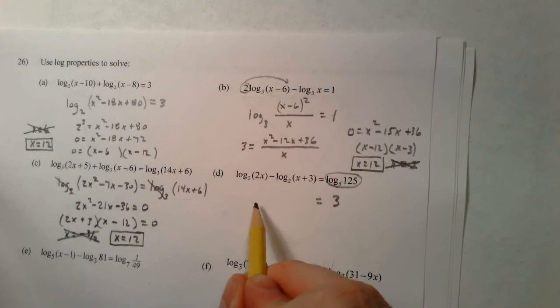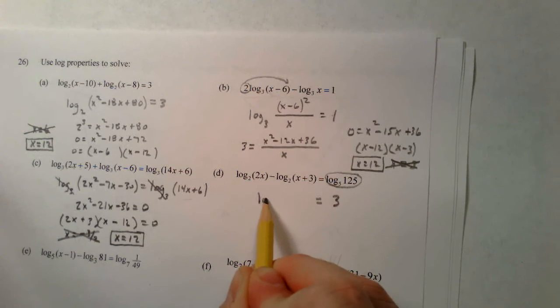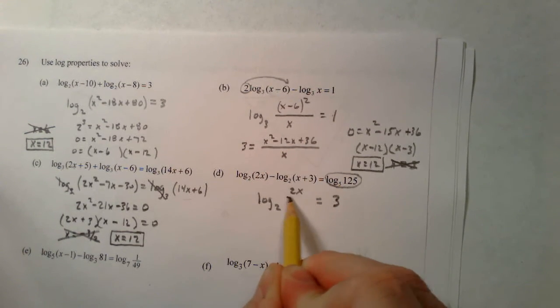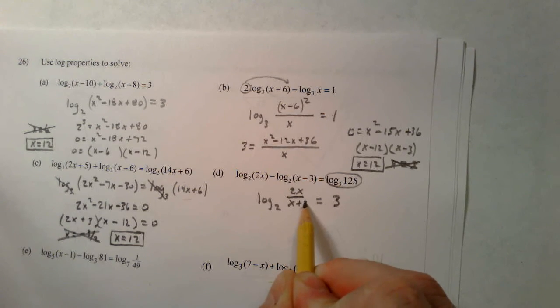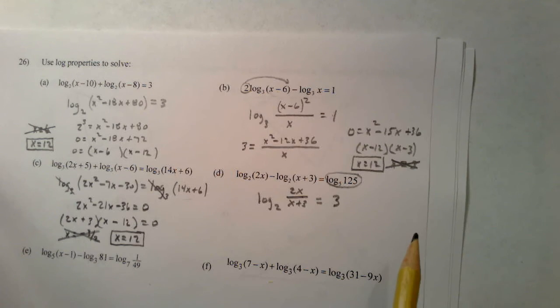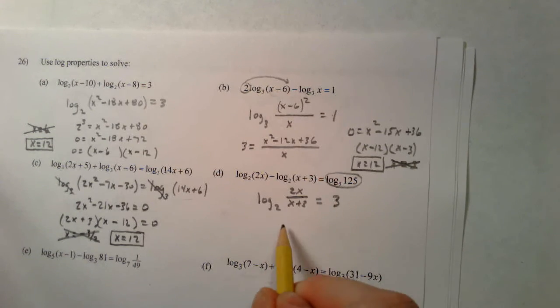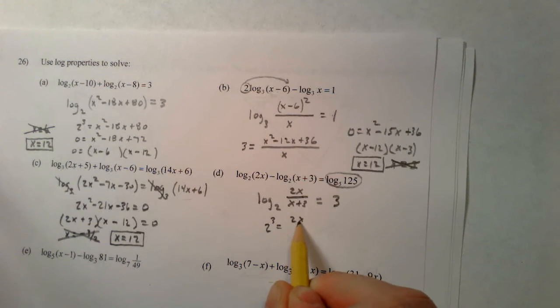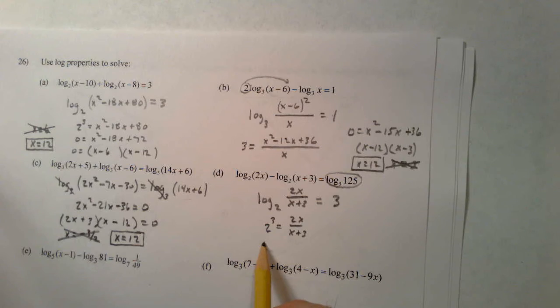All right, let's go back over here to the left side. 2 logs becomes 1 log. First term goes on top of the second term, because subtraction means we combine with division. And we rewrite this in exponent form. We get 2 to the third power is equal to this fraction, 2x over x plus 3. 2 to the third power we all know is 8.